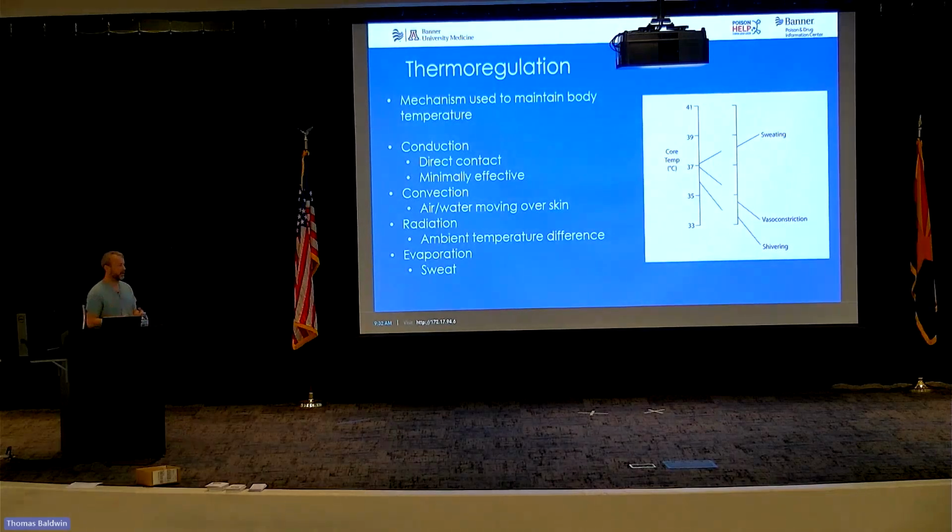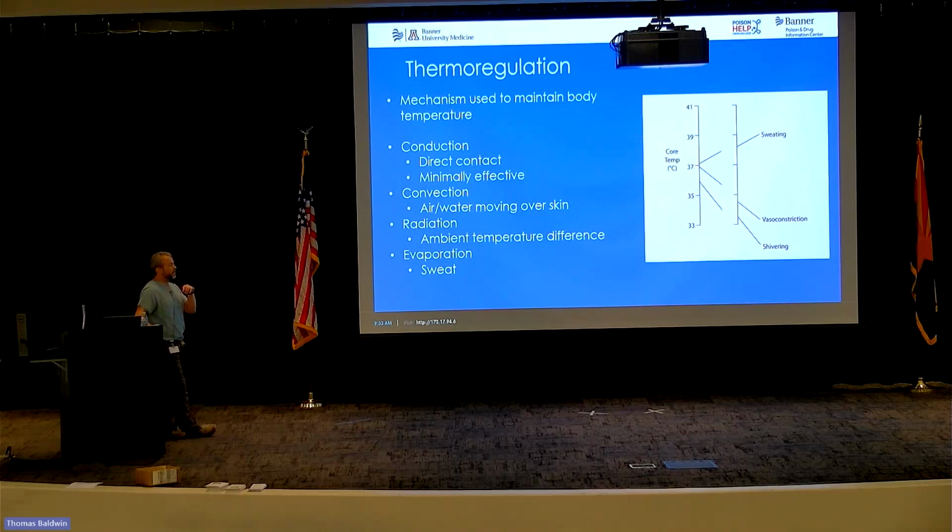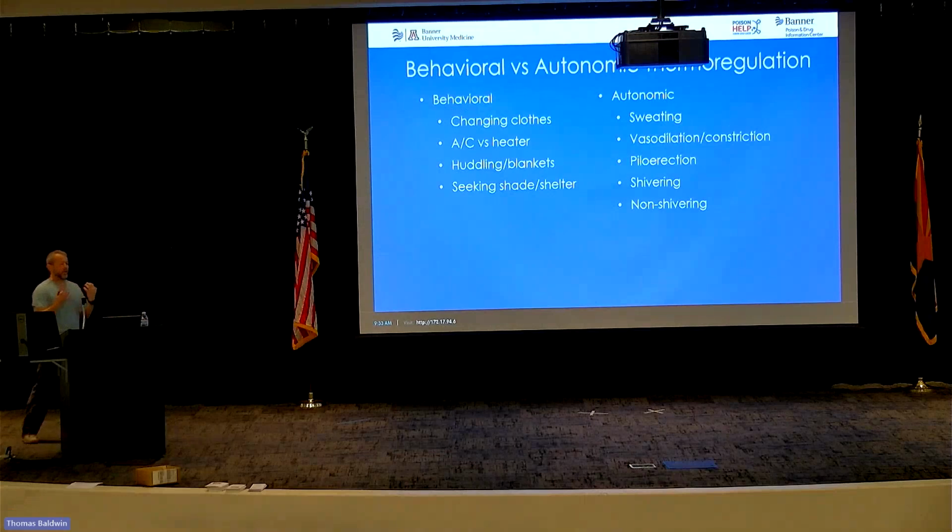So just kind of talking about basic physiology of thermal regulation, this is the mechanisms by which either we undertake behaviorally or that occur autonomically for the purposes of generating or dissipating heat, depending on what the environment is and what's going on. And we have a number of different ways we can do this. There's conductive, convective, radiant, and evaporative methods of heat gain, heat loss, as well as some autonomic mechanisms, sweating, vasoconstriction, and shivering.